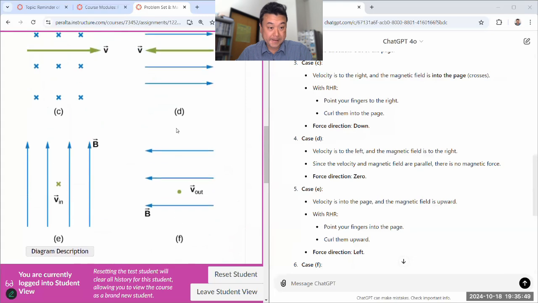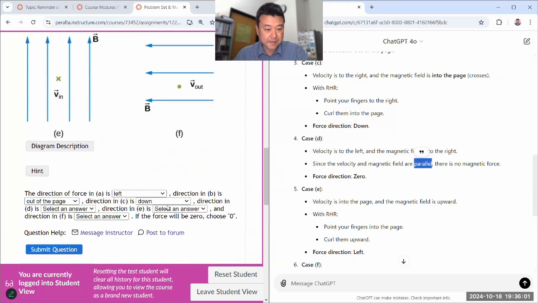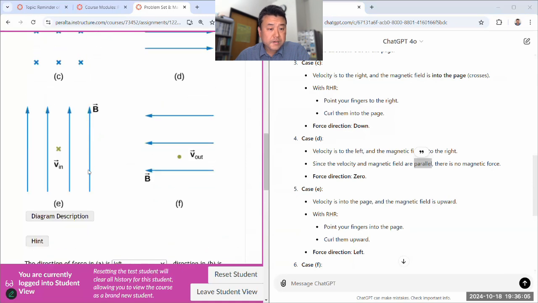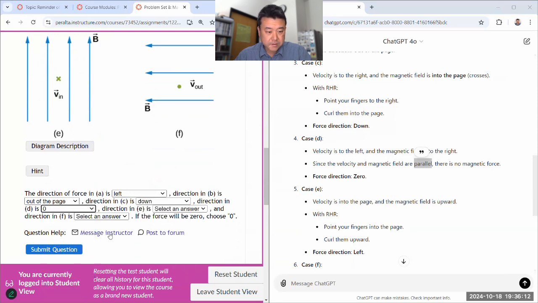Let's keep going. D, yeah, should be 0 because they're just parallel or anti-parallel. I prefer to say anti-parallel to denote that the angle between them is 180 degrees, not 0. So, okay, got that right. This is 0. Direction in, wait, I missed it. This was marked as down. This is 0.